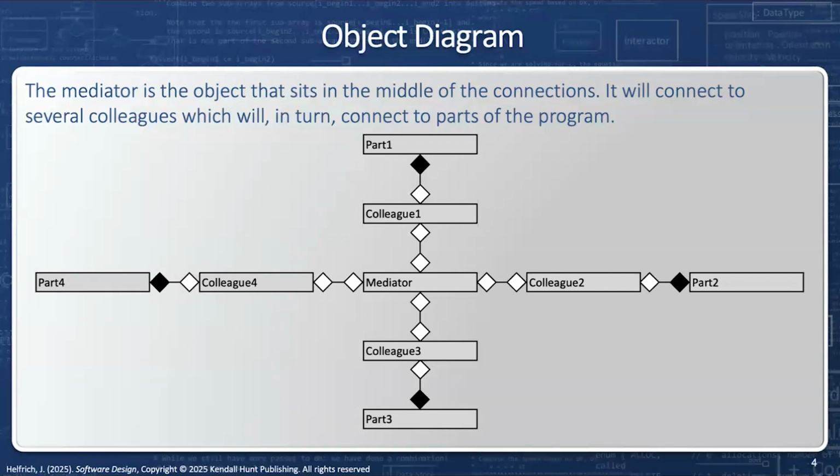Now, if part 4 wants to contact part 1, it's going to tell its colleague. The colleague will then create a message and send it to the mediator. The mediator will forward it up to colleague 1, and colleague 1 will then send it to part 1. And this is how part 1 and part 4 will communicate without any knowledge of each other. And that's the big win of the mediator design pattern: the coupling is extremely loose between these different components.